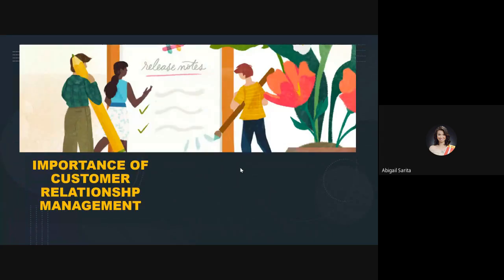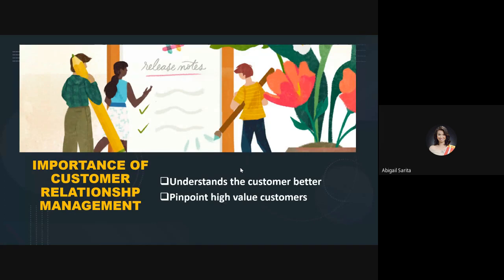Next is importance of customer relationship management. Bakit ba mahalaga na dapat makabuild tayo ng rapport or ng connections between our clients? So first class is ganun pa rin, you understand the customer better kasi mas magiging magaan yung loob nila sa'yo. Mas makakausap mo sila, matatanong mo sila towards their feelings. So, meron kayong connections. Next, pinpoint high-value customers. Ganun din. Malalaman mo or makikita mo sino yung mga VIPs or sino yung mga very important persons.